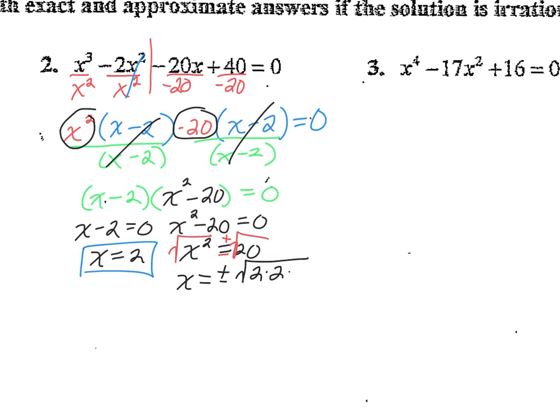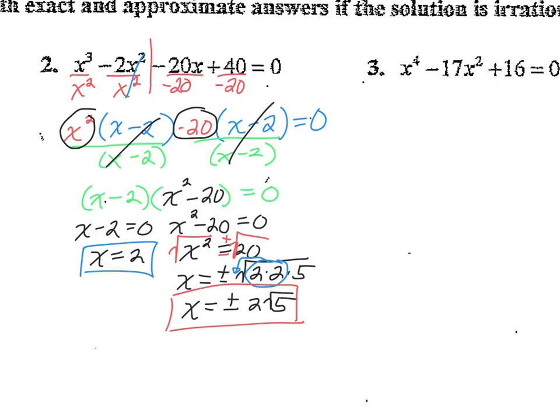20 prime factored is 2 times 2 times 5. So I get a pair of 2's that can come out in front. So my other two solutions would be positive or negative 2 radical 5. So in total, I have 1, 2, 3 solutions, which matches the 3 solutions I thought I should have.